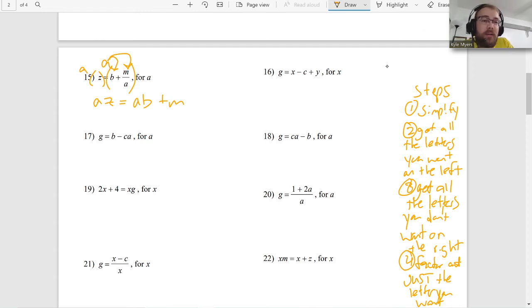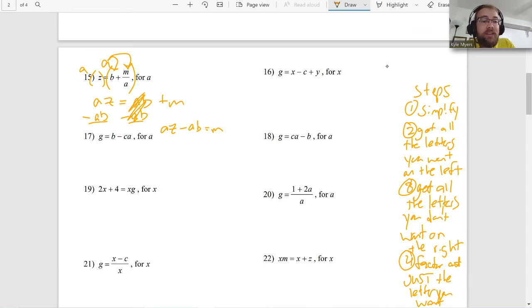So step one, simplify. We kind of already did that. Step two, get all the letters you want on the left. AB subtracted on both sides, okay? That's going to get all my A's on the left. So then I have AZ minus AB equals M. Okay, get all the letters you want on the left. Okay, so I have all the A's on the left. Step three, get all the letters you don't want on the right. We've already done that because the only letter that didn't have an A in it was M, and that is on the right already. So we didn't really have to do step three, okay?